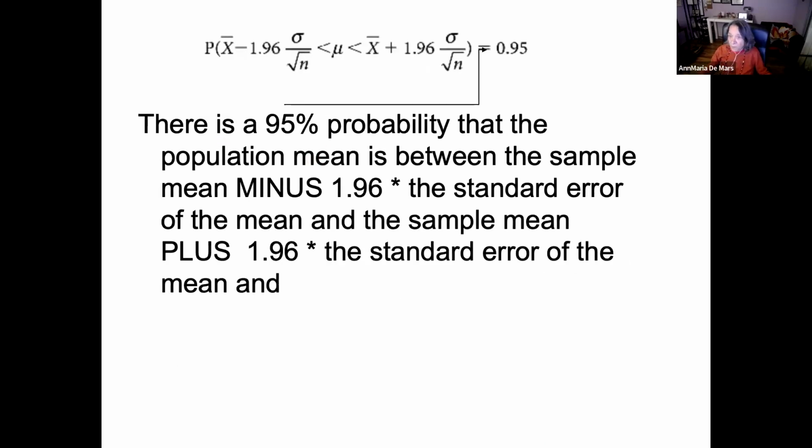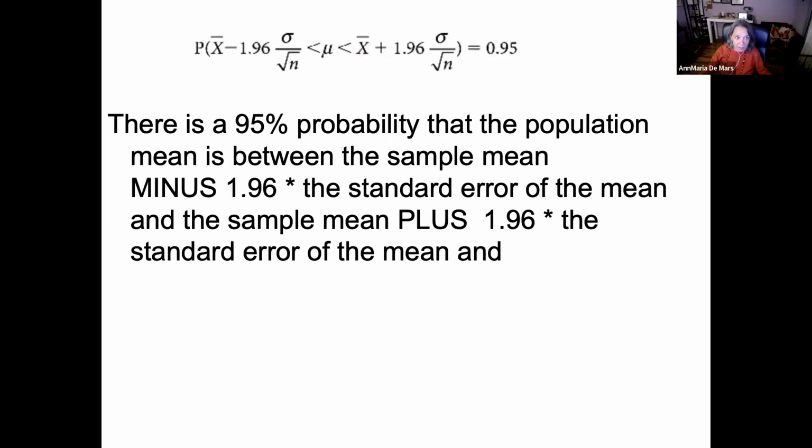There's a 95% probability that the population mean, right there, that mu, is between the sample mean, this X bar, minus 1.96 times the standard error, which is the standard deviation over the square root of n, and the sample mean plus 1.96 times the standard error.